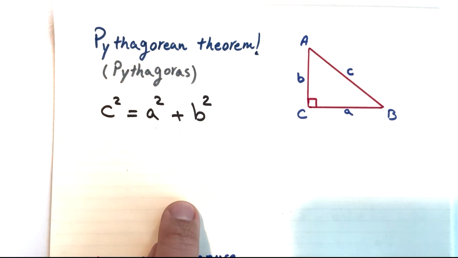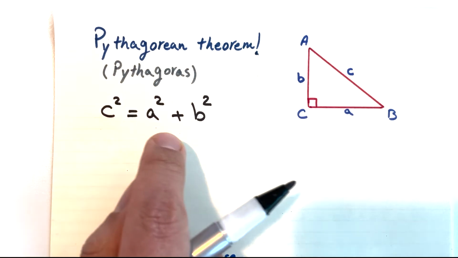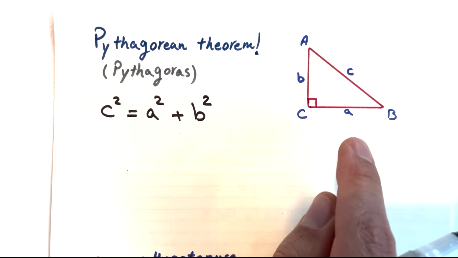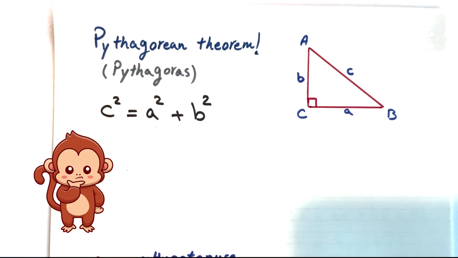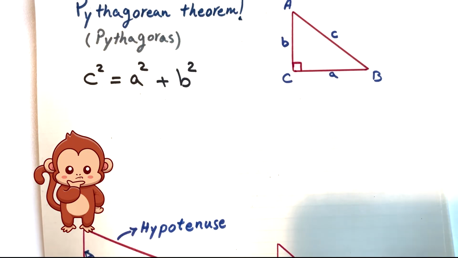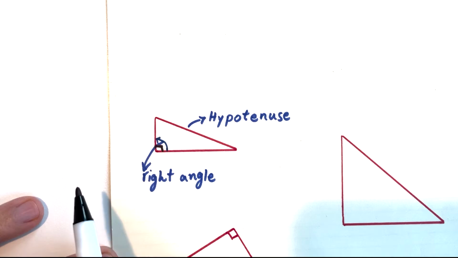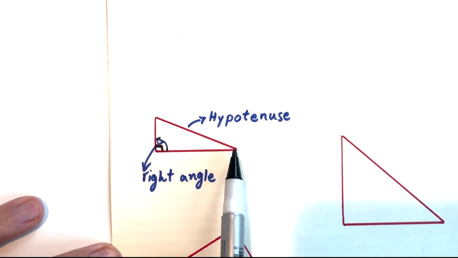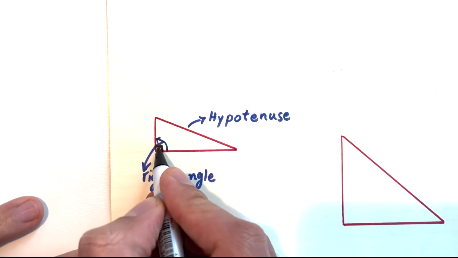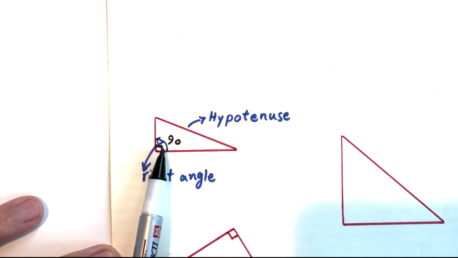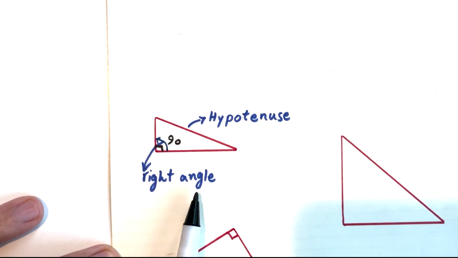It is very important to know that this theorem is only and only correct for the right triangle. So you might ask, what is the right triangle? Let's take a look here. The right triangle is a triangle in which one of the angles is 90 degrees. So in this triangle, if we agree that this angle is 90 degrees, I can call this triangle a right triangle. And I can call this angle the right angle.